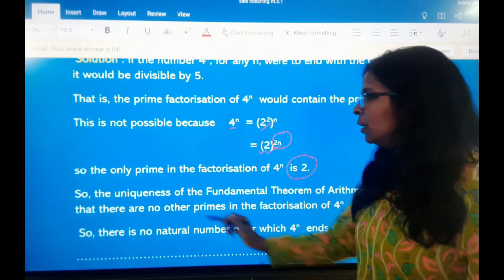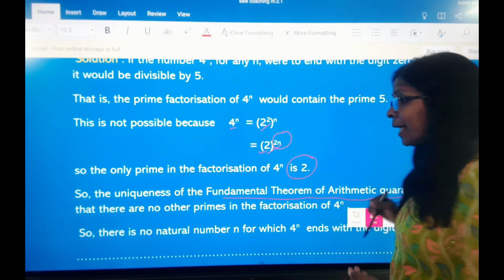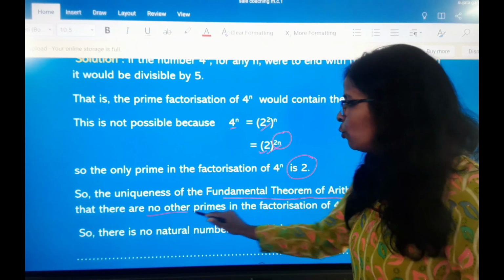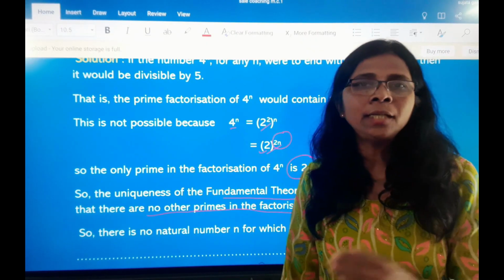So that means the uniqueness of the fundamental theorem of arithmetic guarantees that there are no other primes in the factorization of 4n other than 2.